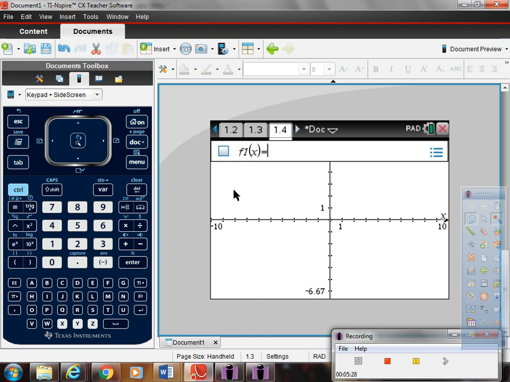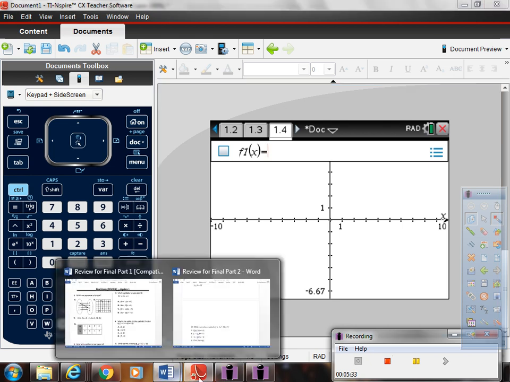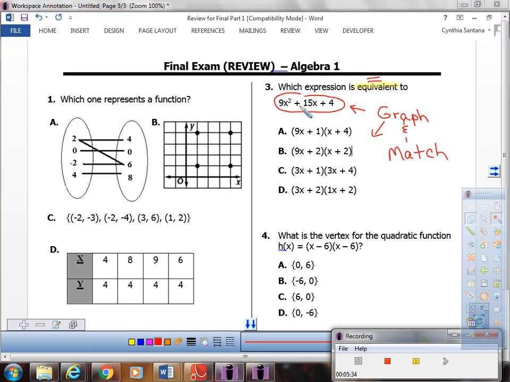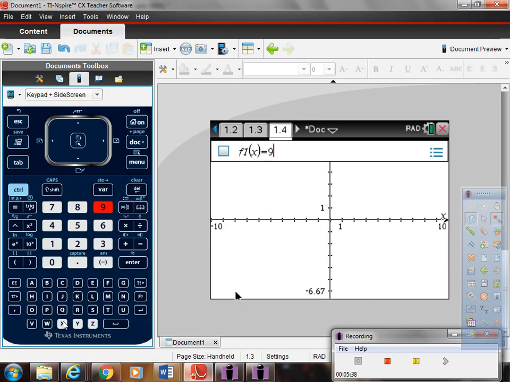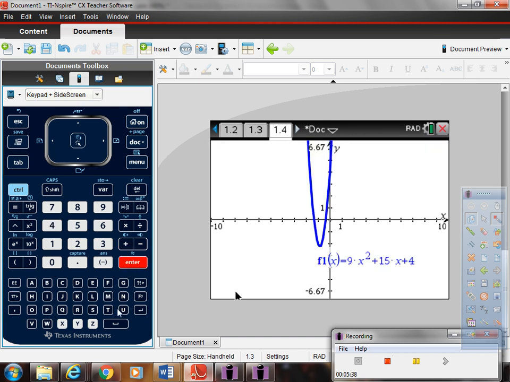Now, don't use relations. You need to just stick to right here, graphing the problem. So let's look at the problem. The problem was 9x squared plus 15x plus 4. So this is the picture we're looking for. When we want to find equivalent, that means we need one that's going to give us the exact same picture in the problem. So let's go to the first one.